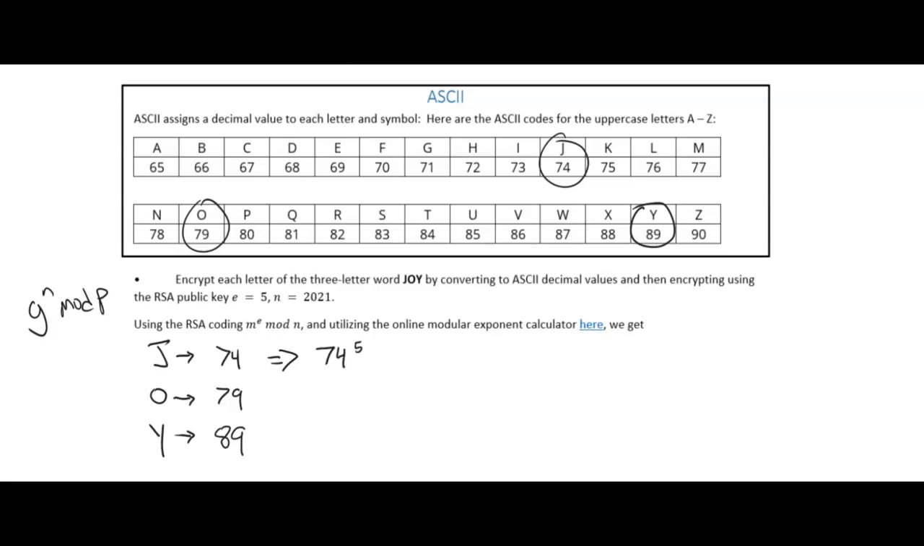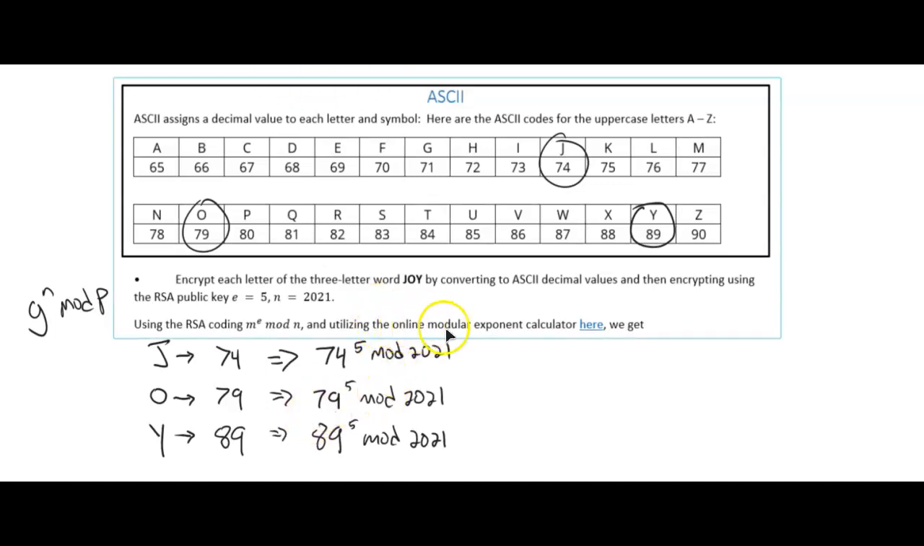74 to the 5th mod 2021. And here it would be 79 to the 5th mod 2021. And 89 to the 5th mod 2021. Now this question says use an online modular exponent calculator, and they do exist.